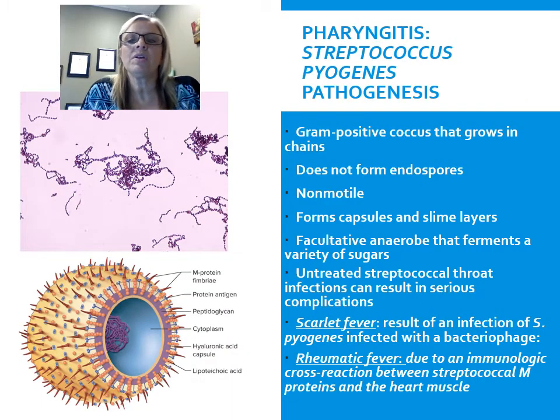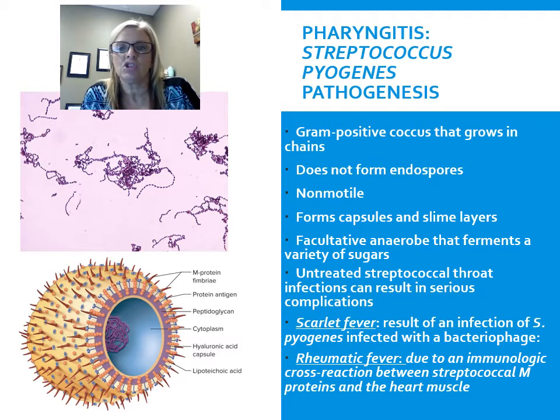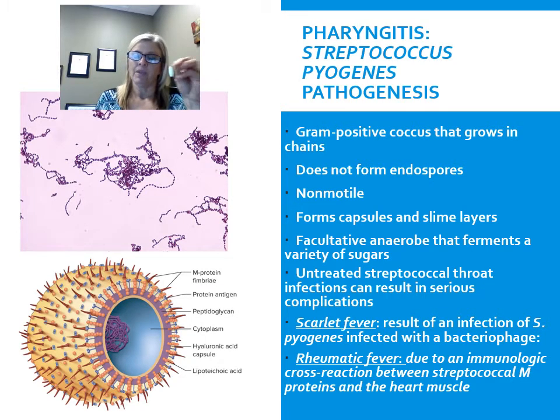All right, so Streptococcus pyogenes is a gram-positive cocci. Strep means in chains. Cocci would be round, so you can see the gram stain of one of those here above. I try to throw some of those in for many of the bacterial species. It is non-motile, so it doesn't move around. It can form capsules and slime layers, all right? It's a facultative anaerobe and is able to ferment many different types of sugars, okay?